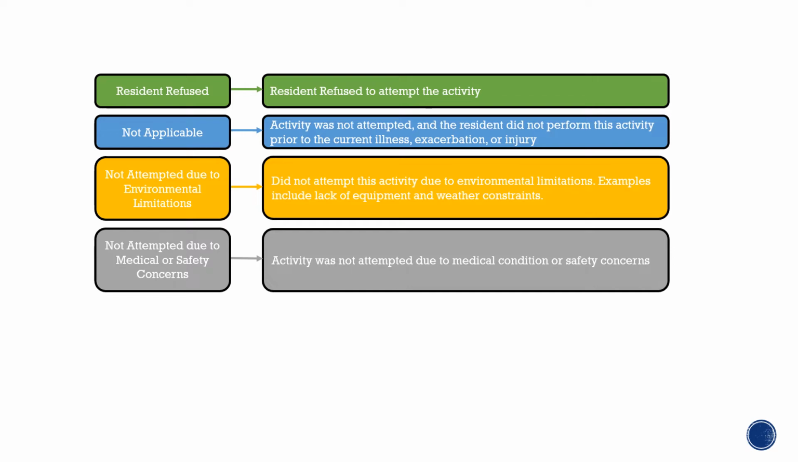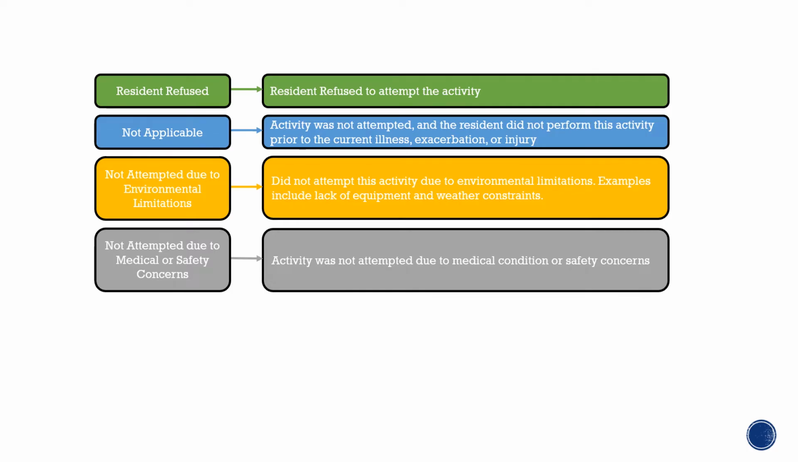Not attempted due to medical or safety concern. This code is used when a person can't do the activity because it's not safe. For example, if someone can't walk because their leg is broken and the doctor says they shouldn't walk on it yet so it can heal, this means that they're not walking because of a medical or safety concern.